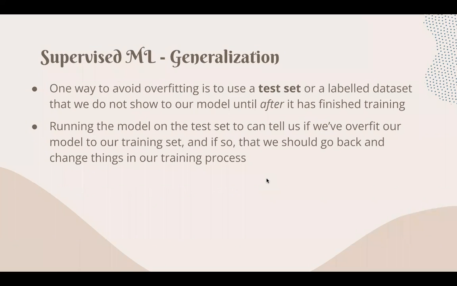So one way to avoid overfitting is to use a test set, and this is where training and testing come into account. A test set is a labeled data set that we do not show to our model until after it has finished training. So running the model on the test set can tell us if we've overfit our model to the training set. If this is the case, then we have to go back to our model and see what changes we can make to get a good fit instead of overfitting or underfitting.